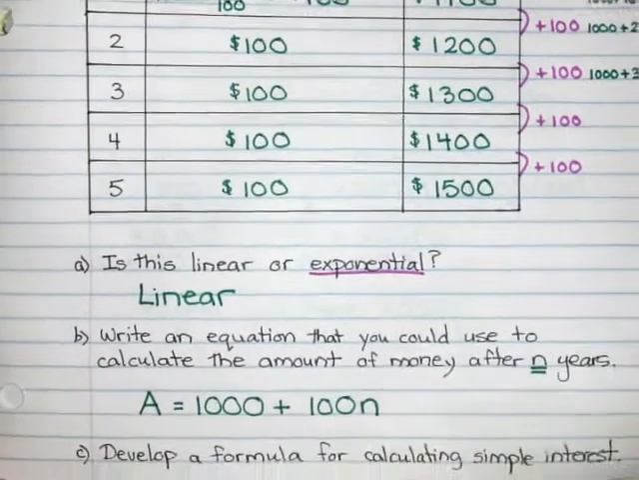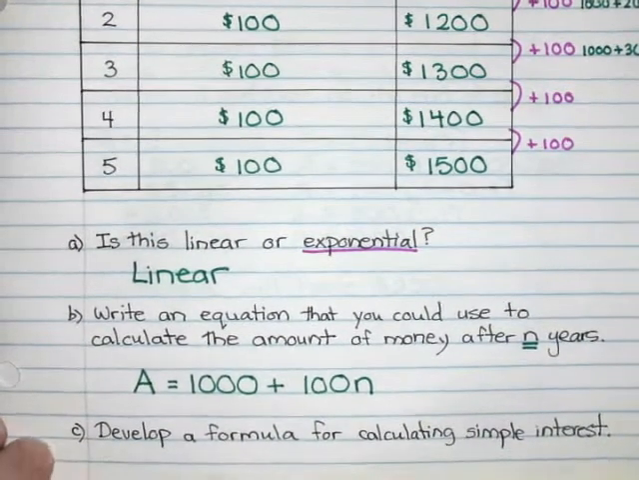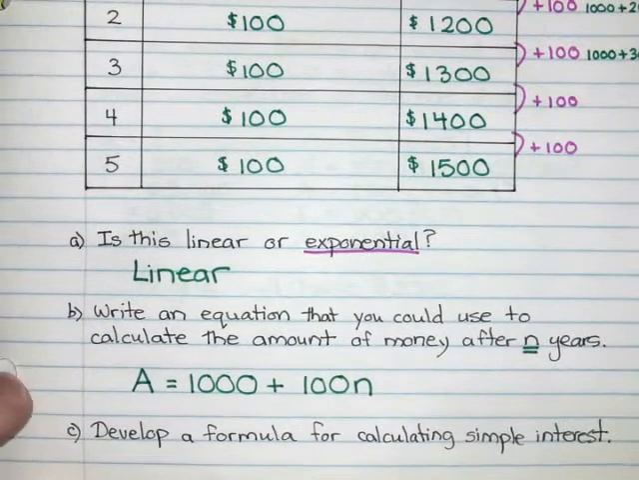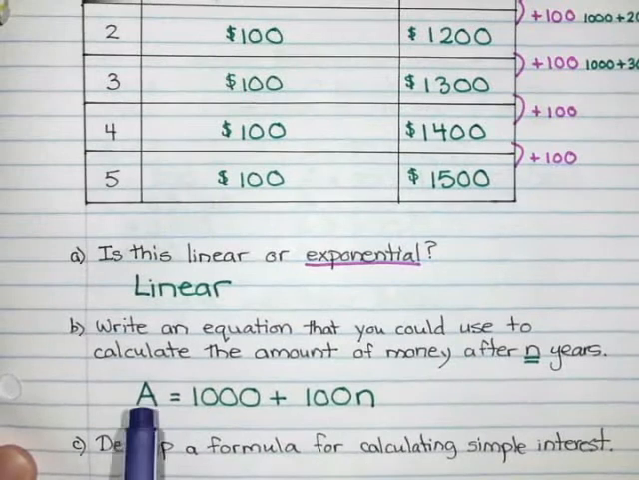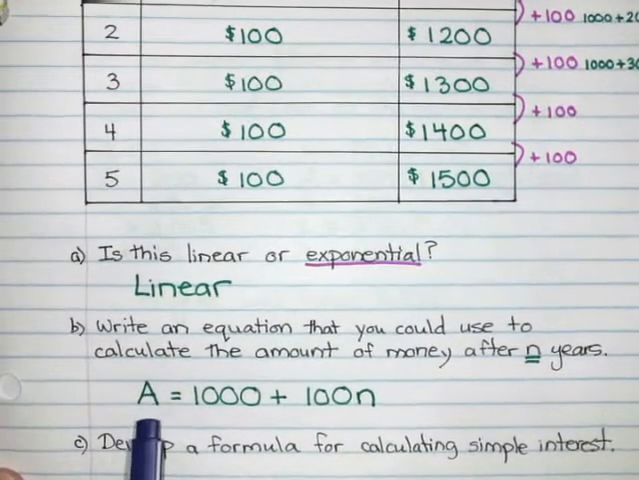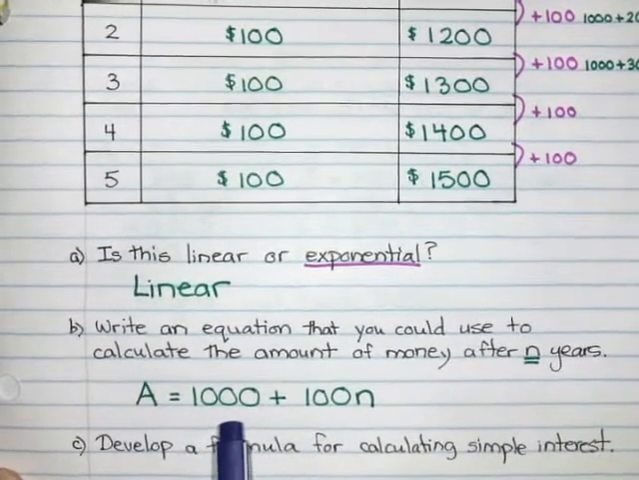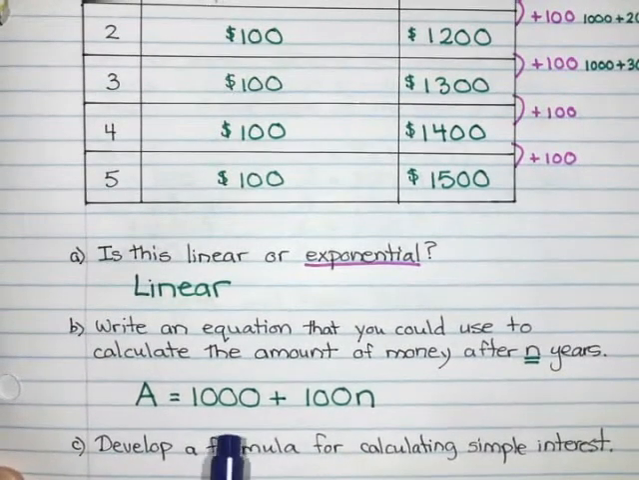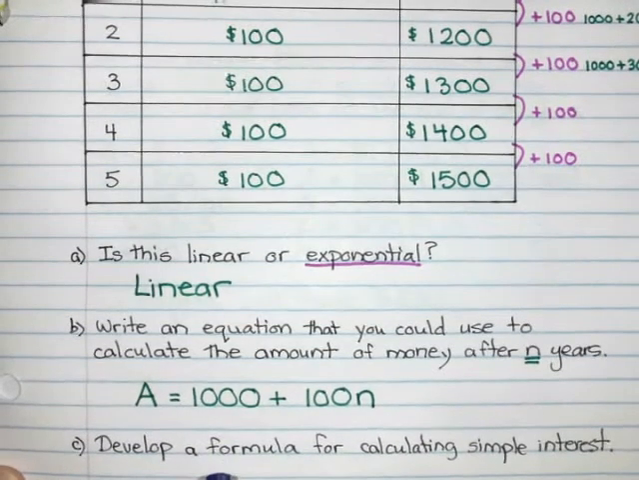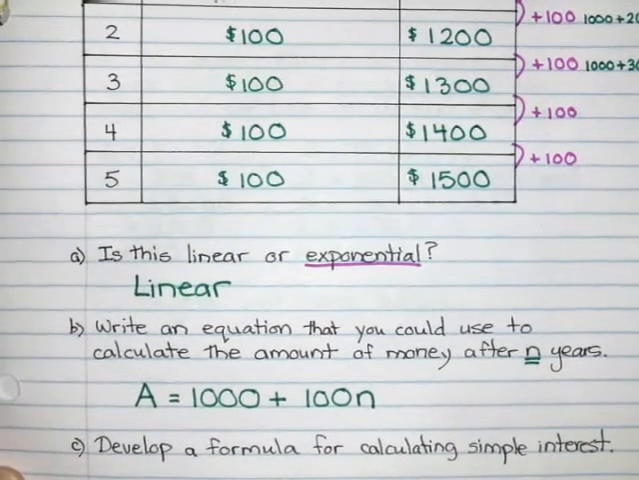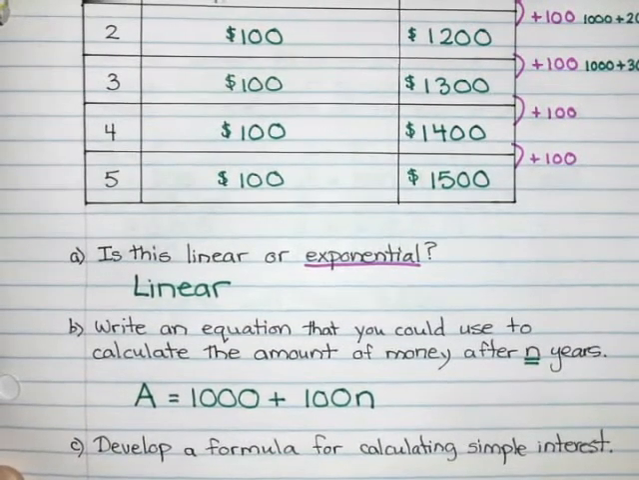And then our last question says, develop a formula for calculating simple interest. This part was a little tricky, and I'll try to take you through what I did. I thought about this equation. A is my final amount, and $1,000 is the starting amount, the amount of money that Carlos put in his account at the beginning. In banking and finance, the starting amount is called the principal, kind of like how Mr. Cokewell is our principal. It's not quite the same thing, but it's spelled the same, and it means your starting amount.